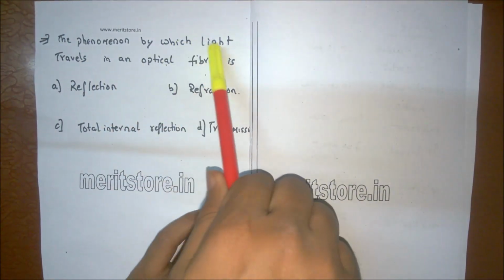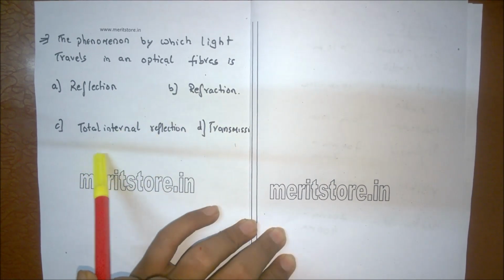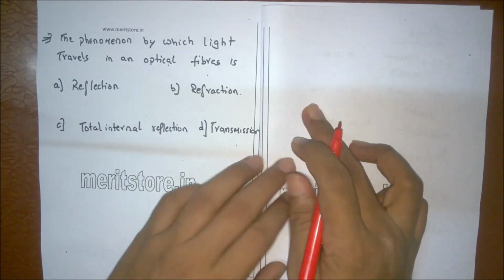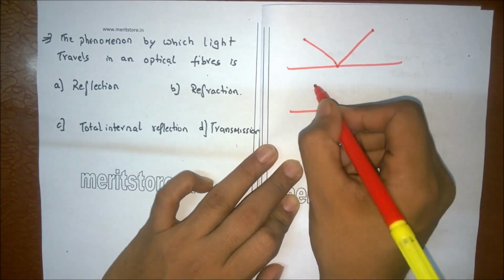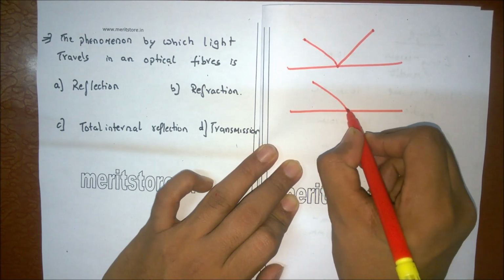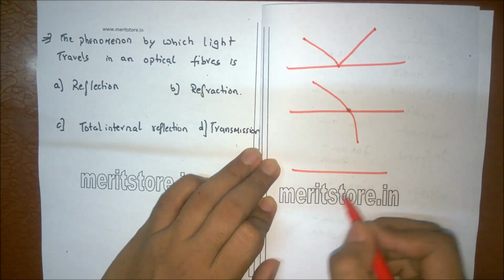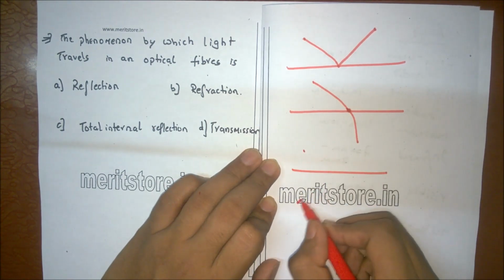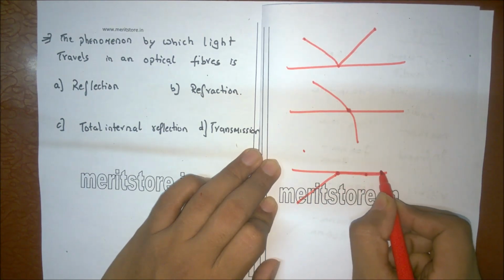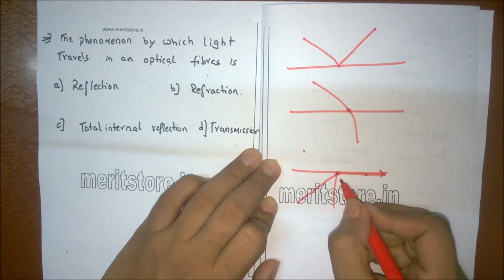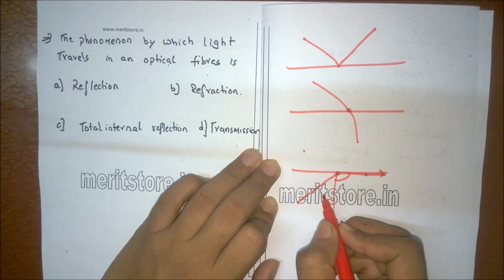The phenomenon by which light travels in optical fibers is: A. Reflection, B. Refraction, C. Total internal reflection, and D. Transmission. Now, in reflection, when light hits a medium, it is reflected back totally. Now, in refraction, when light hits a medium, it is deviated by some angle and it passes through. Now, in total internal reflection, when the light is incident upon a medium of lesser index of refraction, the ray is bent away from the normal, so the exit angle is greater than the incident angle. Such reflection is commonly called total internal reflection.